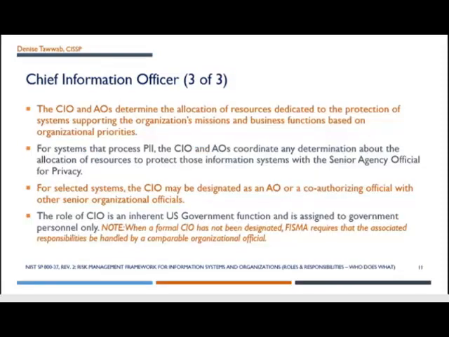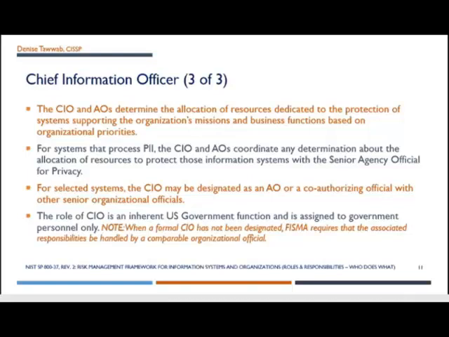The Chief Information Officer and the authorizing officials determine the allocation of resources dedicated to protecting systems that support the organization's mission and business functions based on the priorities of the organization. For systems that process PII, the Chief Information Officer and the authorizing officials coordinate any determination about the allocation of resources to protect those information systems with the Chief Privacy Officer. So anytime PII is involved, the Chief Information Officer will pull in the Chief Privacy Officer to ensure that those privacy needs are also being addressed.